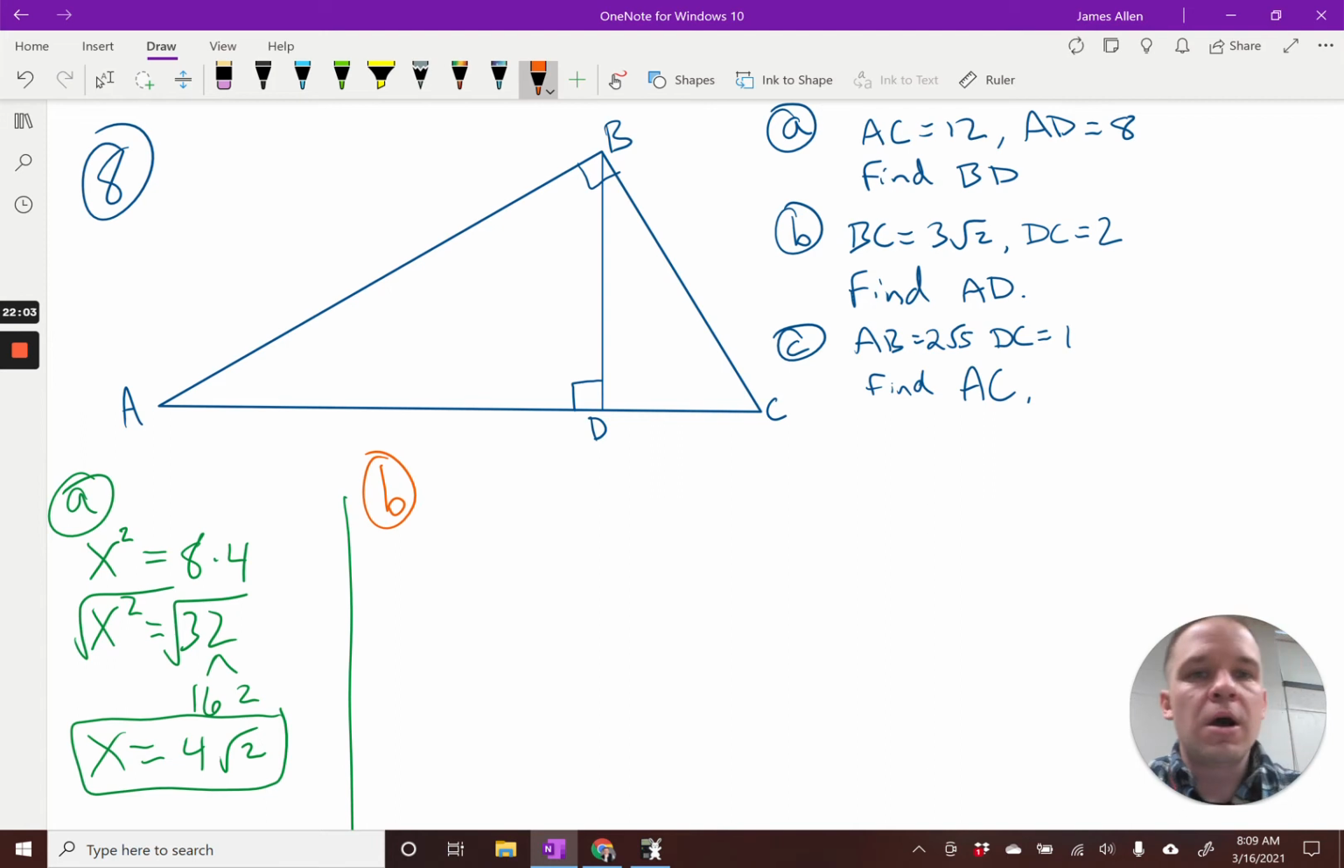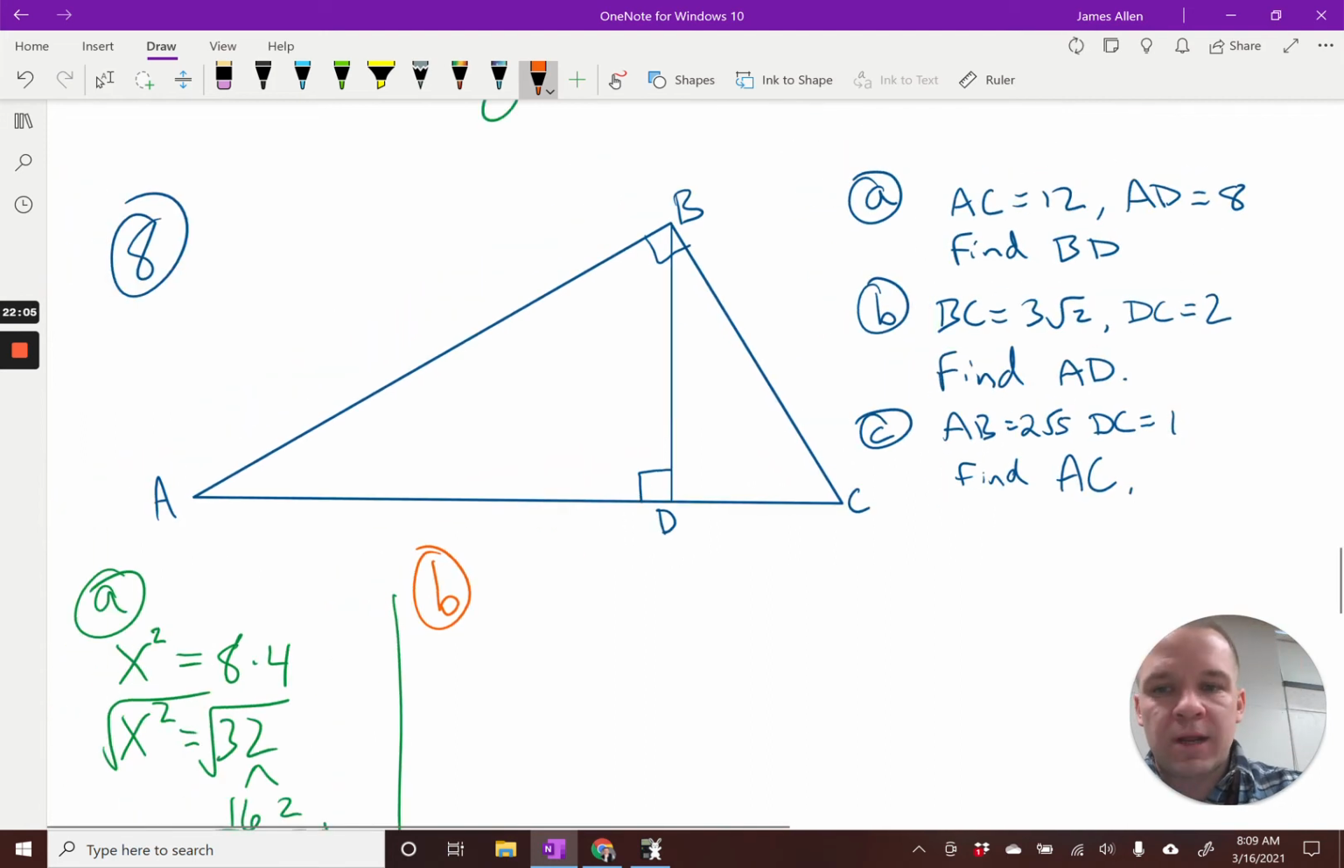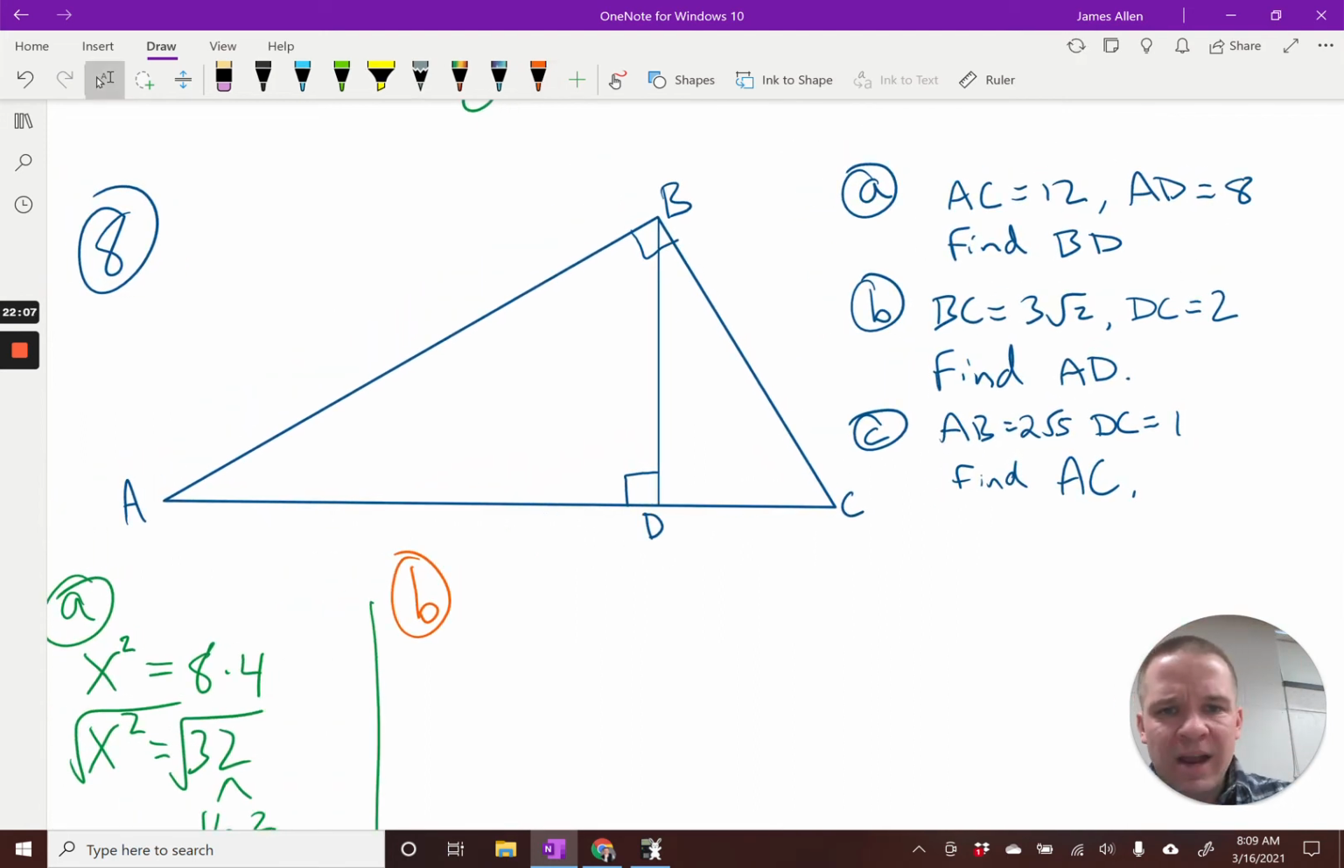Orange sounds fun. Okay, so for part B, when I label my diagram here, I got BC is 3 root 2. Who puts a root 2 in a length? Weirdos. There we go. DC is 2. And then find AD. So I want that whole length right there. Okay, my altitude and hypotenuse theorem formulas, another one of them.